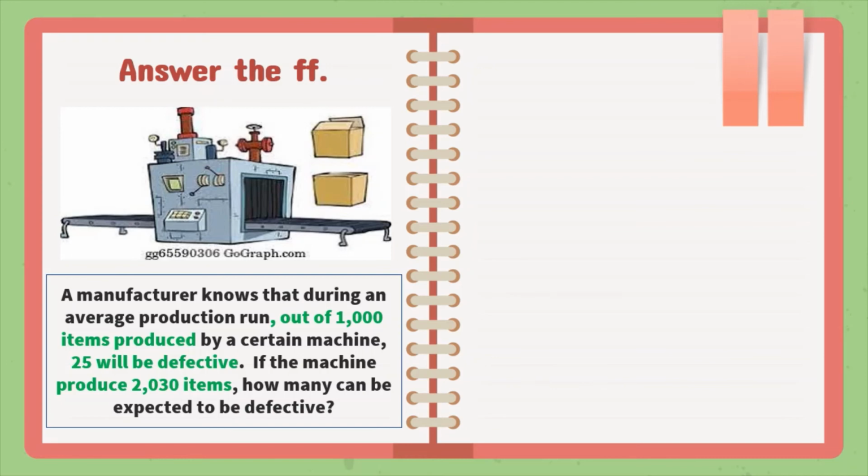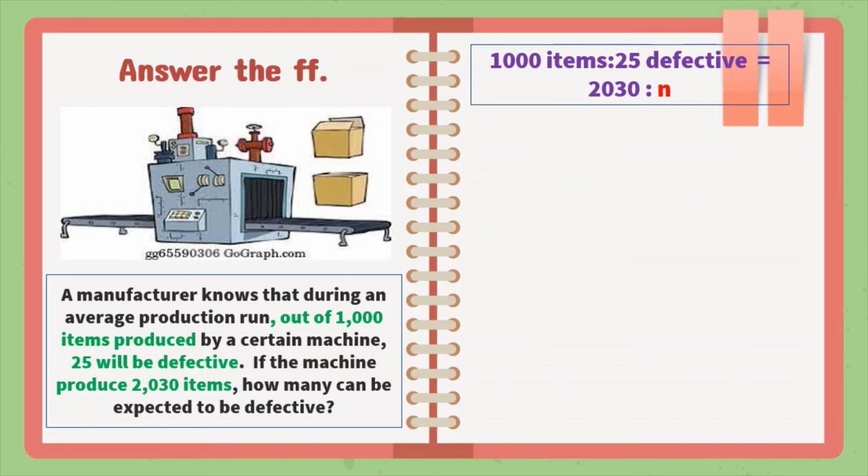Okay, a manufacturer knows that during an average production run out of 1,000 items produced by a certain machine, 25 will be defective. If the machine produced 2,030 items, how many can be expected to be defective? 1,000 items is to 25 defective is equal to 2,030 items is to N. So we will find out how many are defective if we produce 2,030 items.